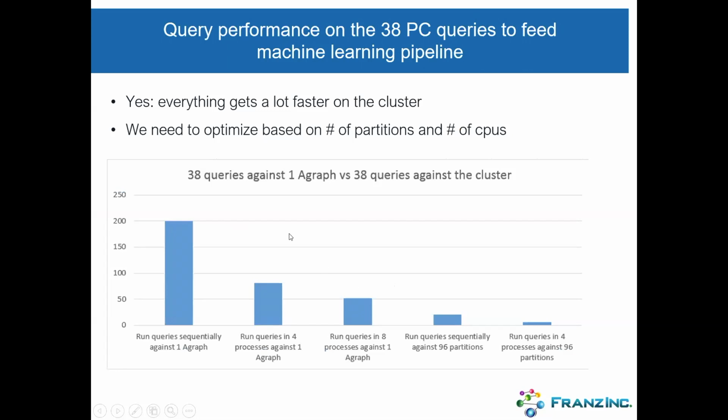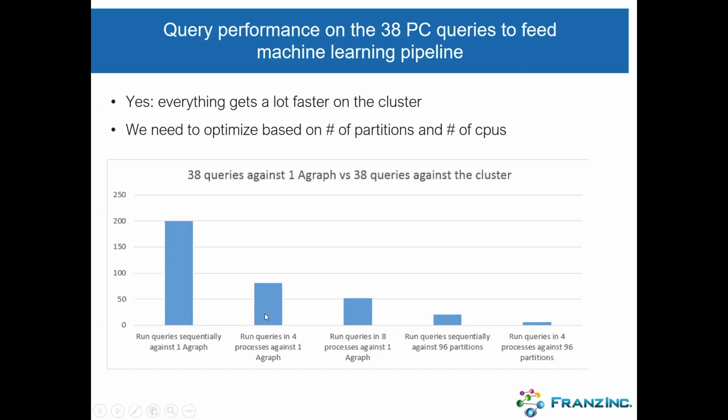Or, I told you before about a model that we use for respiratory failure. This is a result that we did about a year ago. It needed 38 queries to fill the vector so that you can run your random forest model. This shows that if I do all these 38 queries against one AllegroGraph, one query after another, it takes about 200 seconds.